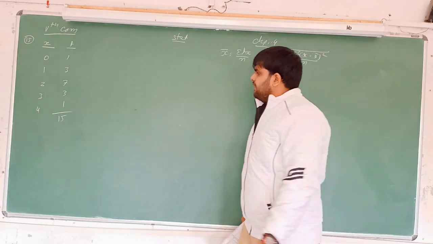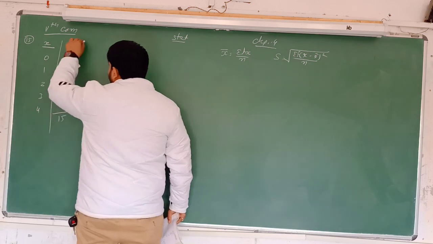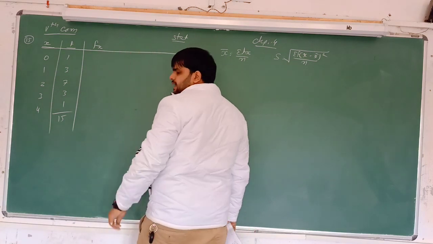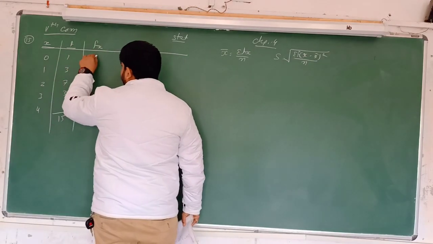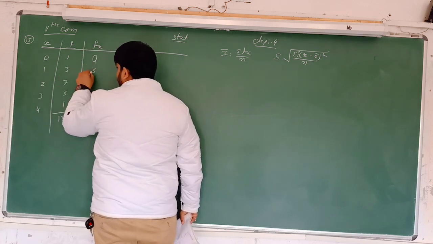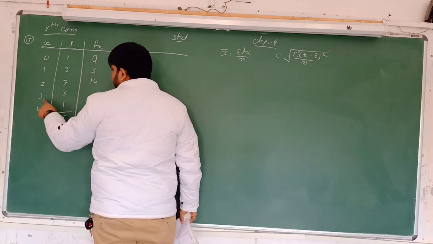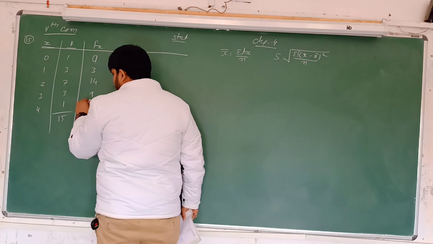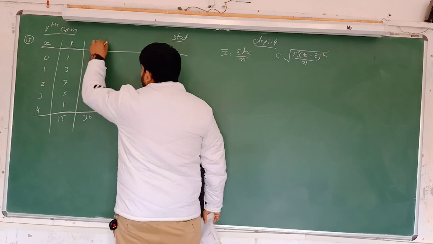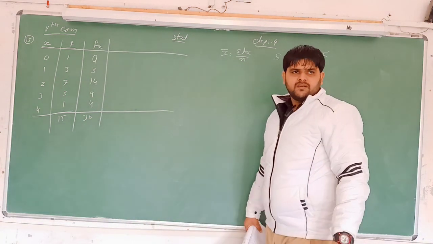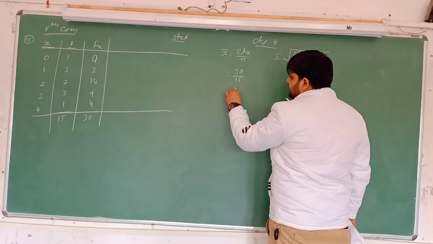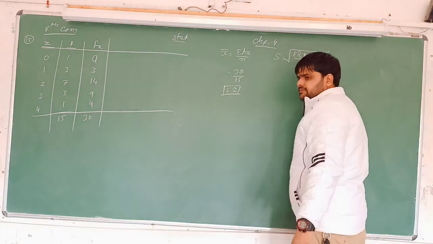First of all, on the basis of this information, we have to find Fx. Fx means multiplication of both: 0 into 1, 0. 1 into 3, 3. 2 into 7, 14. 3 into 3, 9. 4 into 1, 4. Make the total of it: 30. So the first column is completed. Put over 30, 30 divided by 15. The answer is 2. So this is your first answer.